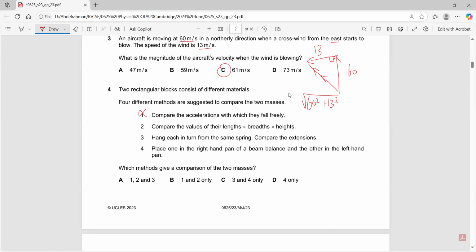Compare the values of their length, width, and height. Would this give us the mass? No, it would not. It would actually give us the volume. Hang each in turn from the same spring. Compare the extensions. Would that give me a change in the mass or a change in the weight? Yes, it could. It would give me the change in the weight, for example, and then I could use this weight to find the mass. Place one in the right hand pan of a beam balance and the other one in the left hand. Yes, we can compare the masses this way. So you have 3 and 4 only.